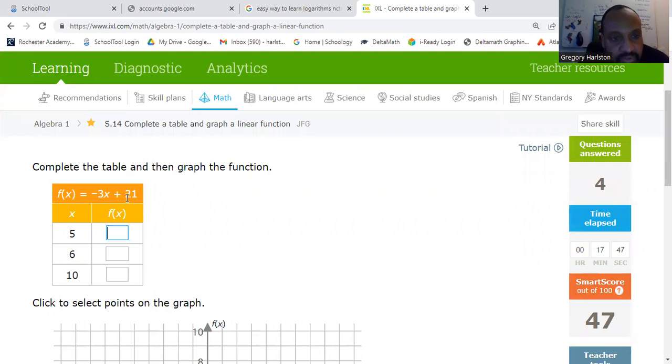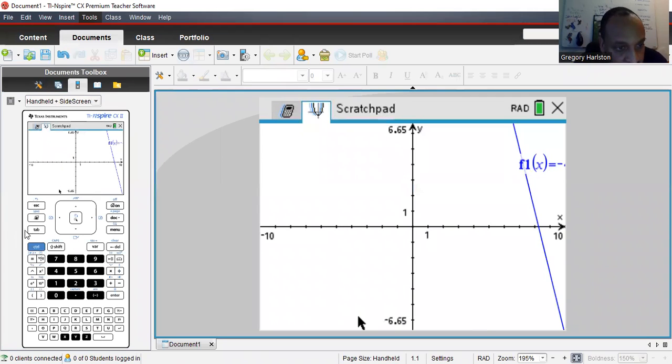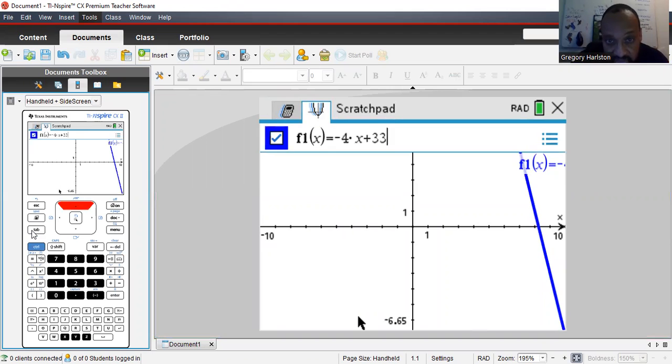All right, this is negative 3x plus 21. I'm going to write that down. So I'm going to go back to the calculator right here. I'm going to get rid of the table because I don't need it anymore. I'm going to enter a new function, so I'm going to delete all of this stuff. So it's going to be negative 3x plus 21. Press enter.